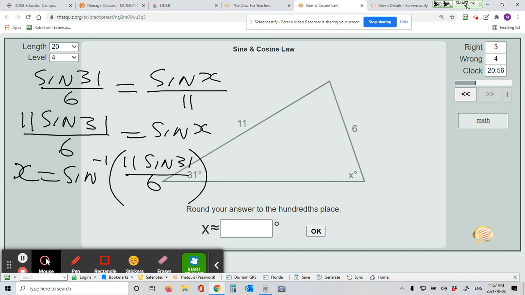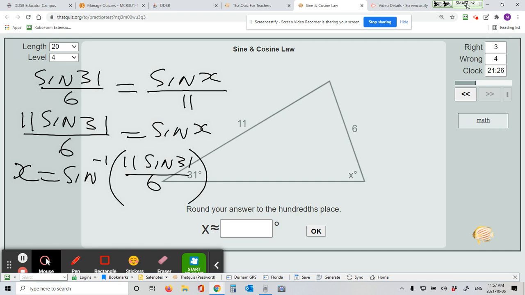Hit your sine to the minus 1, which is usually a second function key, right? And then open your bracket. Sometimes the calculator will open the bracket for you when you press the sine to the minus 1. If it doesn't, then open a bracket. In the bracket, put the 11 sine 31 divided by the 6, close your bracket, hit equals. Let's hear some answers. And I need this answer to the nearest 100, so that's 2 decimal places.